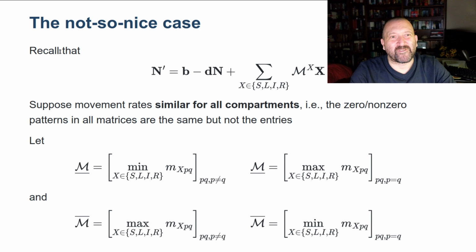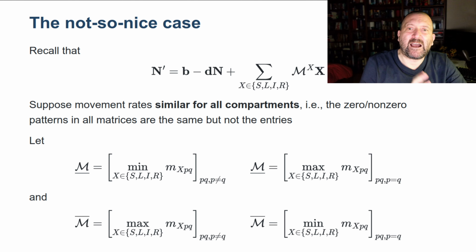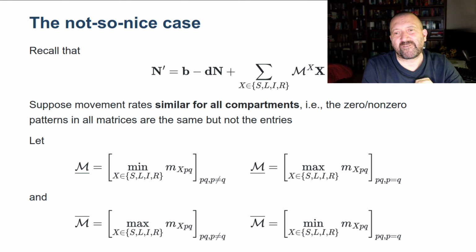So now let me look at the not so nice case, and I show this because it is a sort of illustration of potential frustration at times. Remember that if I don't have movement equal for all compartments, I still have this sum over the types of compartments appearing in my equation for the evolution of n. Suppose, to make things simple, that movement is similar for all compartments. That means although the matrices M_X are not all equal to each other, they have the same zero, non-zero patterns. Entries might be different, but the zero, non-zero pattern is the same for M_S, M_L, M_I, and M_R.